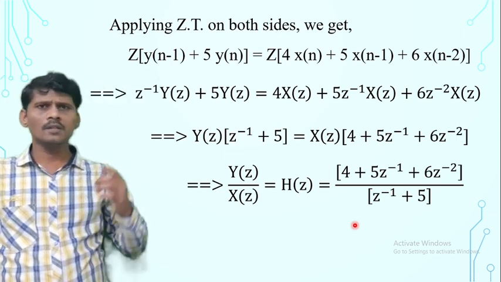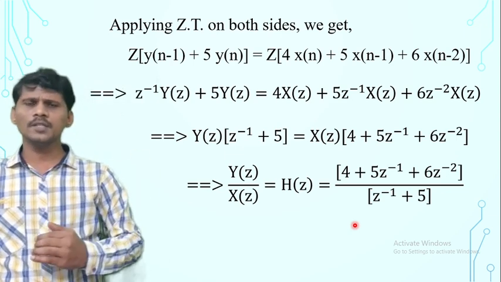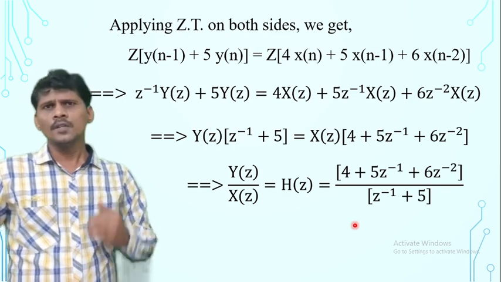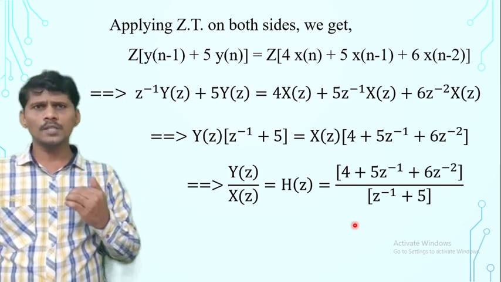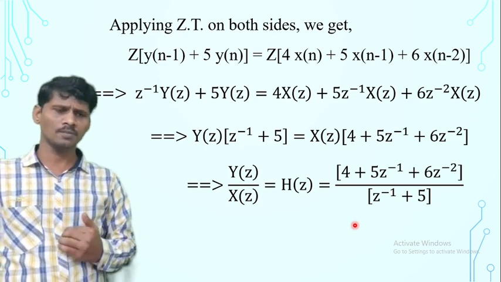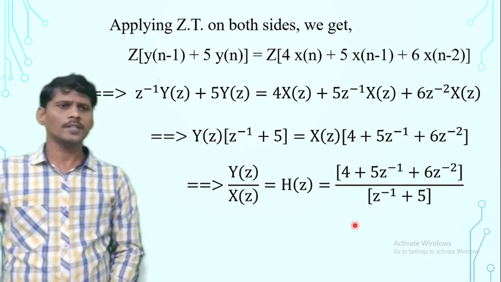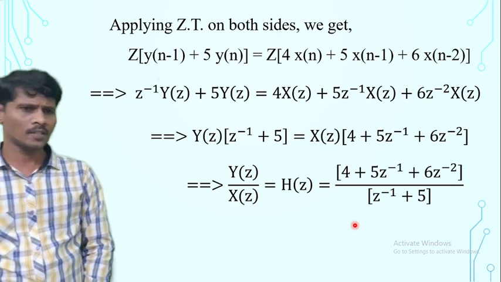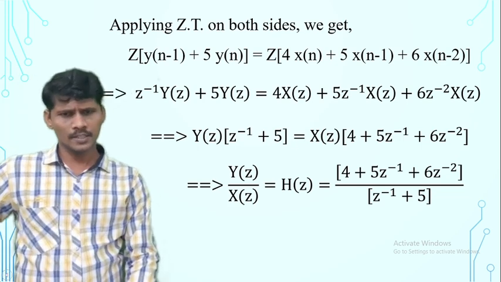Y of z is the output of the system and X of z is the input to the system. The ratio of output by input is called the system function or transfer function H of z. H of z is equal to 4 plus 5 z inverse plus 6 z power minus 2 by 5 plus z inverse.